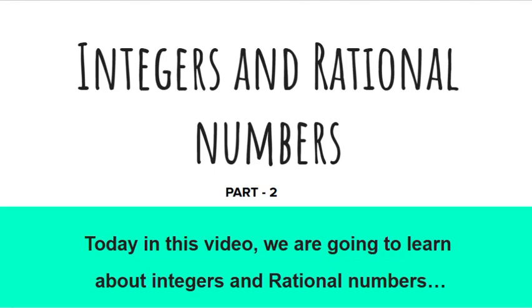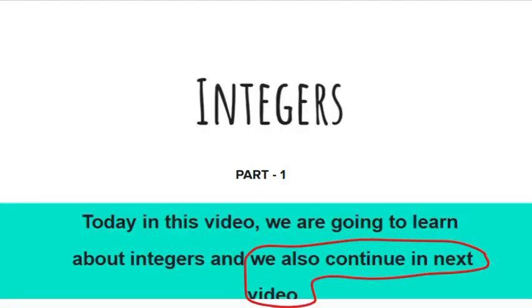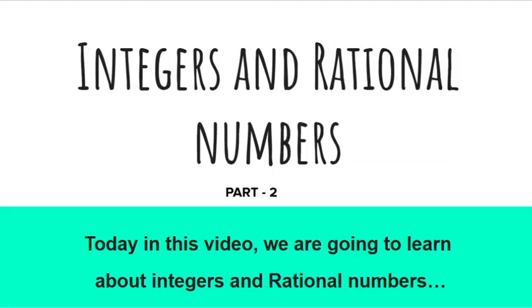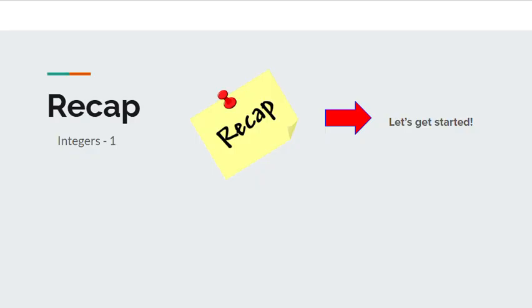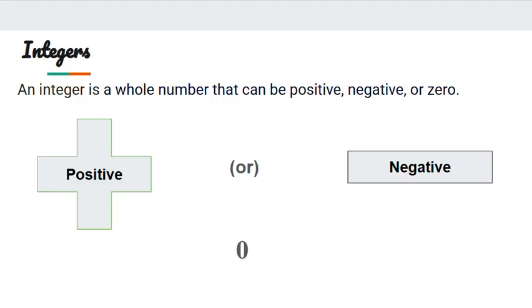Today in this video we're going to learn about integers and rational numbers. Remember we did integers part 1. So today we're going to add another thing, which is rational numbers, and this is going to be our part 2. Let's see our recap, because some people don't know about part 1. So let's see the recap.